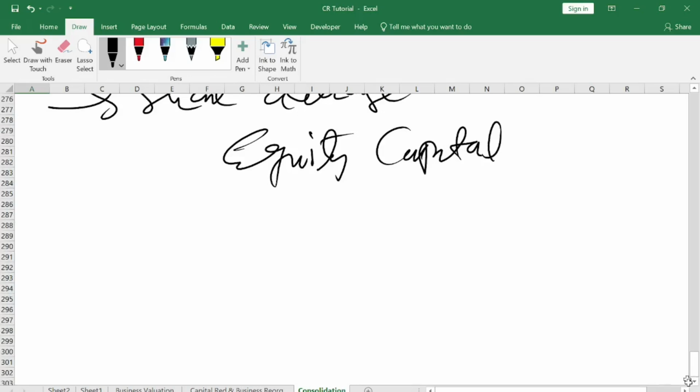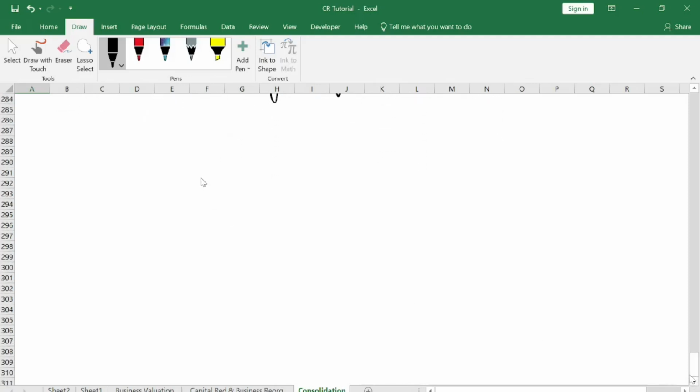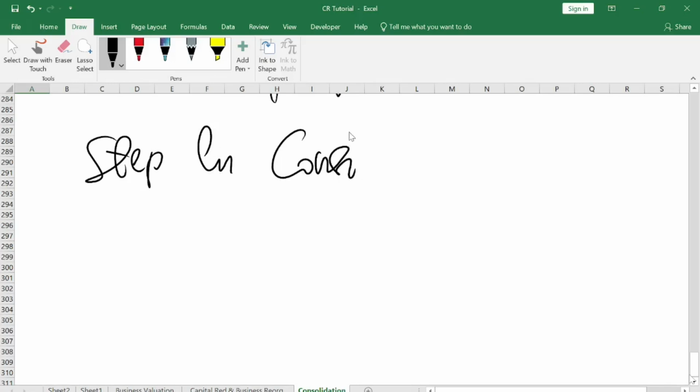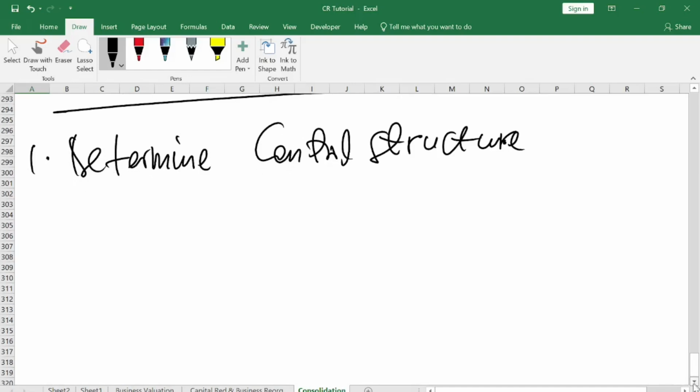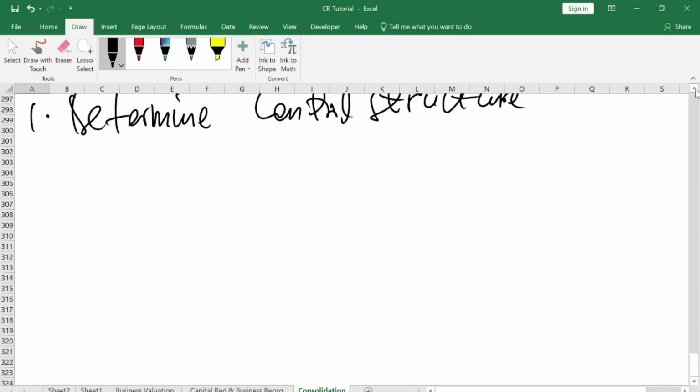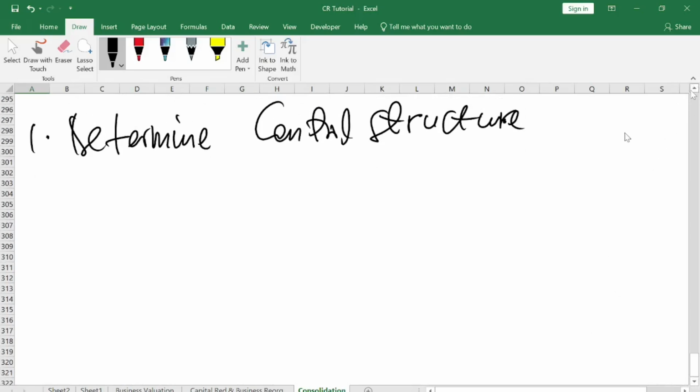Okay, so now let us move further and talk about steps in consolidation. Step one: determine the control structure. When we say control structure, a company bought another company, so when they bought the company, what are the percentages in their acquisition? That's what we call the control structure.